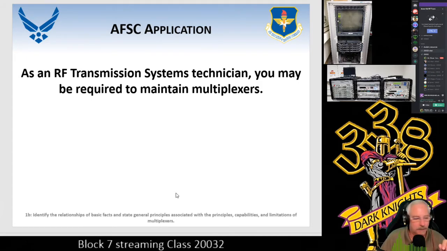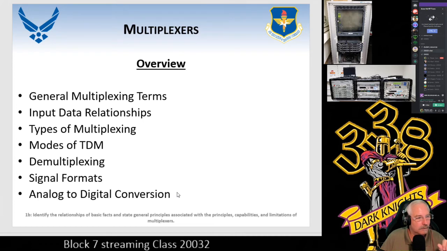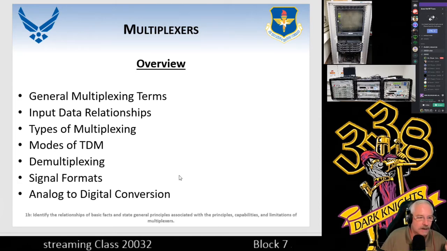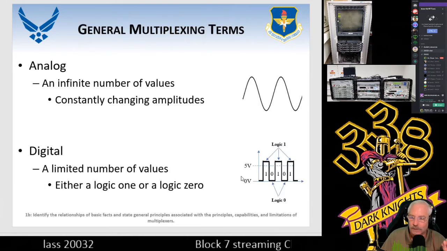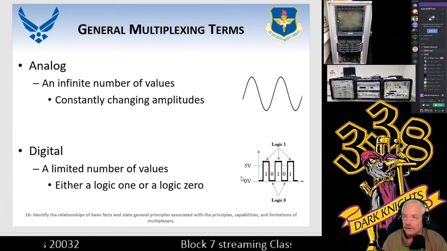Hopefully this will be able to be explained to you well. We're going to go through general multiplexing terms, input data relationships, types of multiplexing, modes of TDM, demultiplexing and signaling formats, as well as analog to digital conversion. Without further ado, let's look at some terms here.